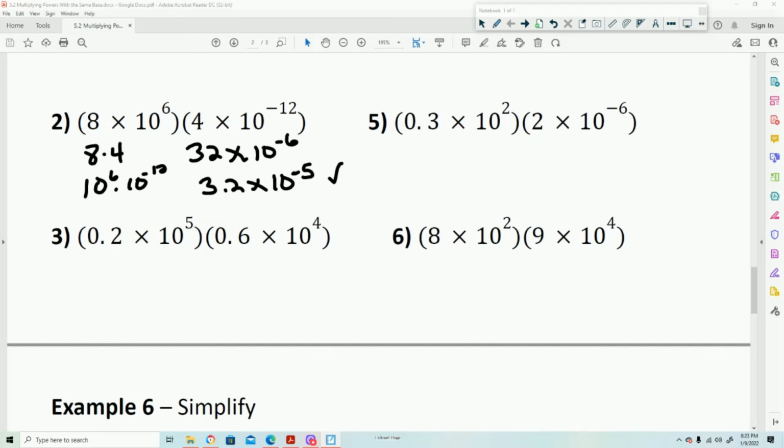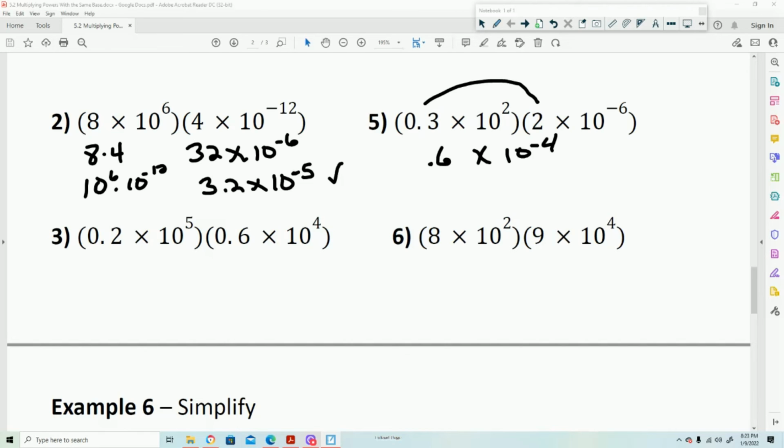Okay, everything works. Let's look at this one. We're going to multiply the 0.3 and the 2 together. We get 0.6. Okay? And times 10, we get 2 plus -6. You're not multiplying. Don't forget that. You're adding. So you get -4.